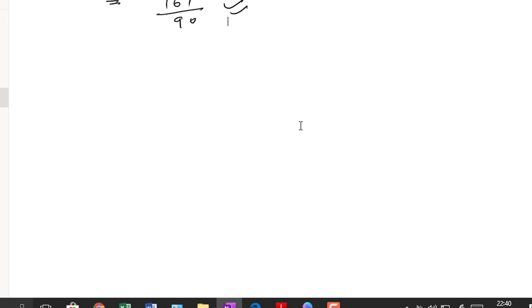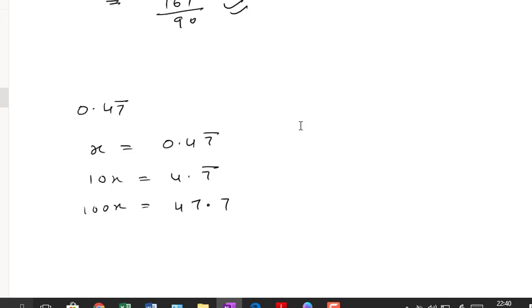Now for this 0.47 bar, there is one more method which I prefer. I will first write x, I could take x is equals to 0.47 bar. Then I first find 10x, which is 4.7 bar. Then I consider 100x, so this 100x will be 47.7 bar. Then I will subtract this 10x from this 100x.